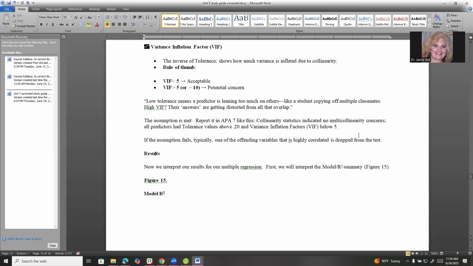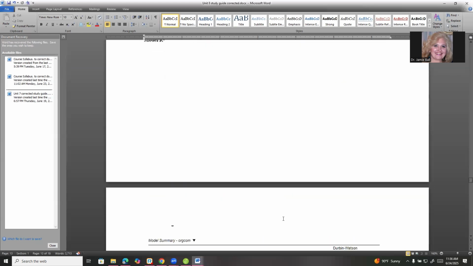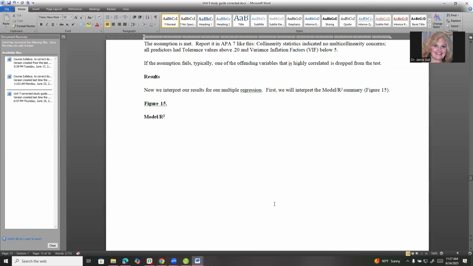Okay, now, if your assumption fails, it means one of the variables is highly correlated with the other. Typically, we take the offending variable and drop it from the test, and then we proceed. So if you had to drop job satisfaction or leadership preference from our test, you'd be proceeding with the simple linear regression. But we just drop the offending variable. Okay, and now it's time to interpret our multiple regression.